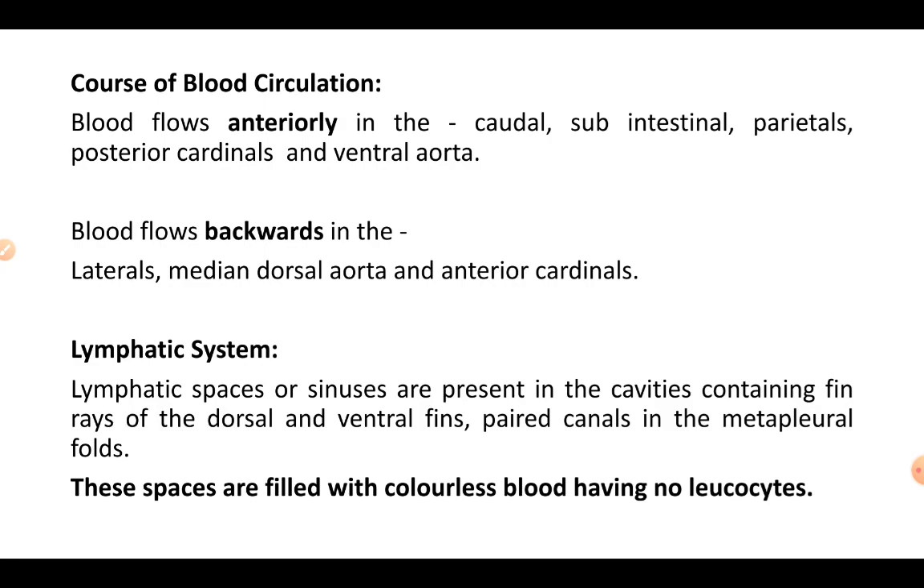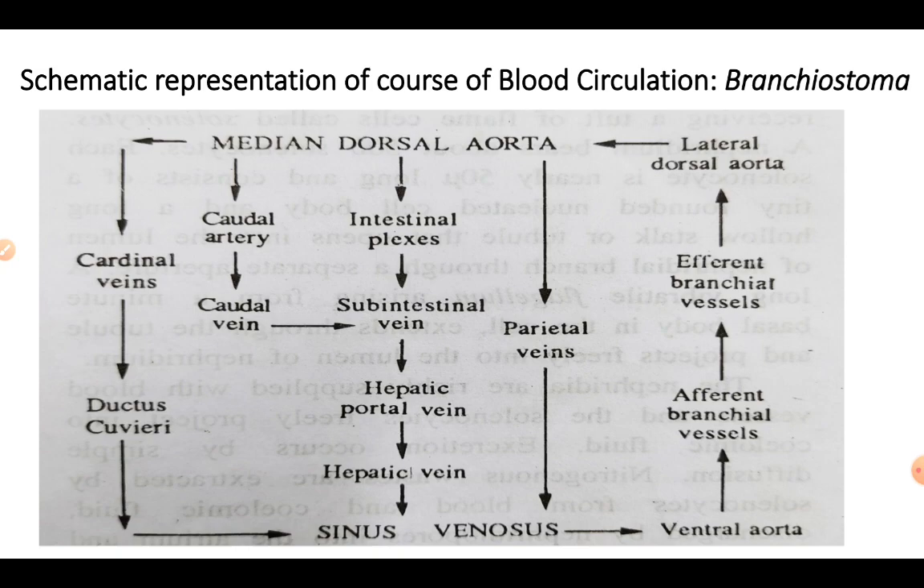Now coming to the lymphatic system, lymphatic spaces or the sinuses are present in the cavities containing fin rays of the dorsal and the ventral fins, and there are paired canals that you see in the metapleural folds also. And here also the spaces are filled with colorless blood having no leukocytes, because initially only we said that the blood is devoid of any respiratory pigment and you don't find any corpuscles.